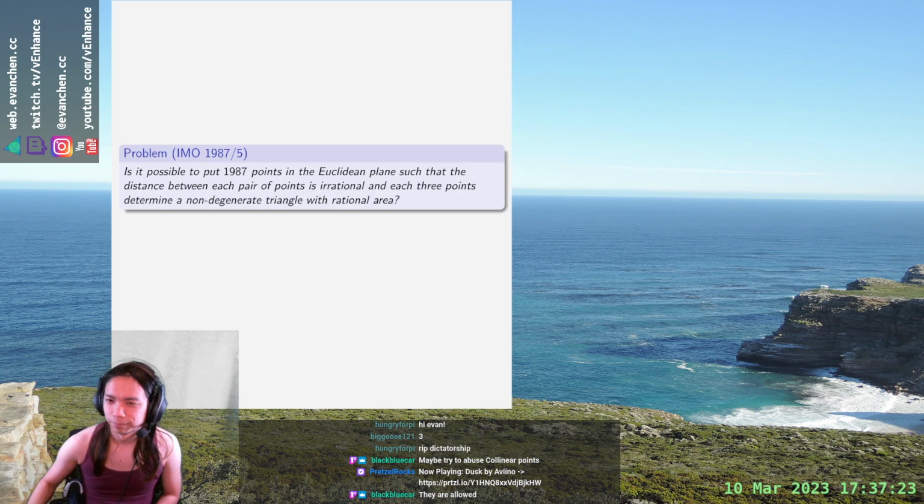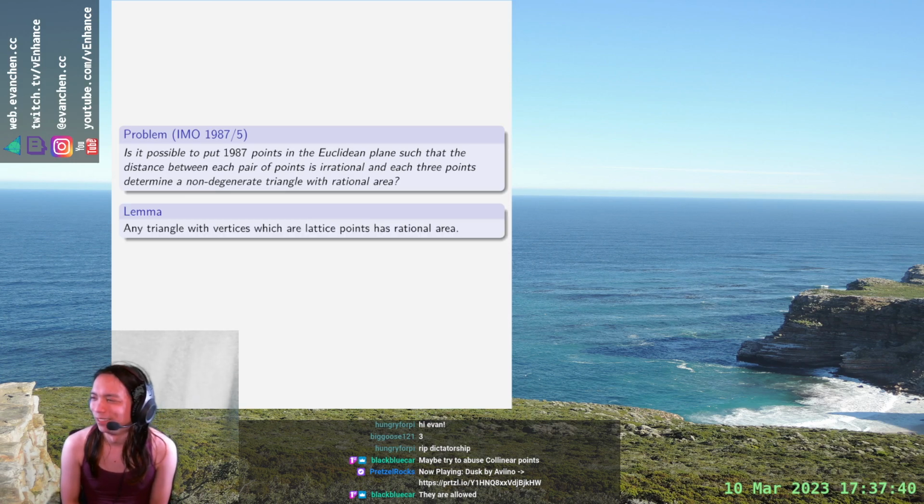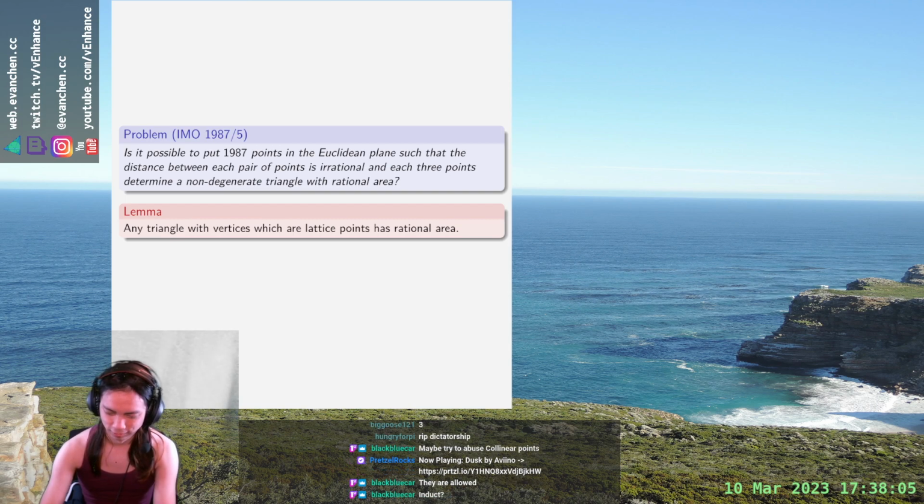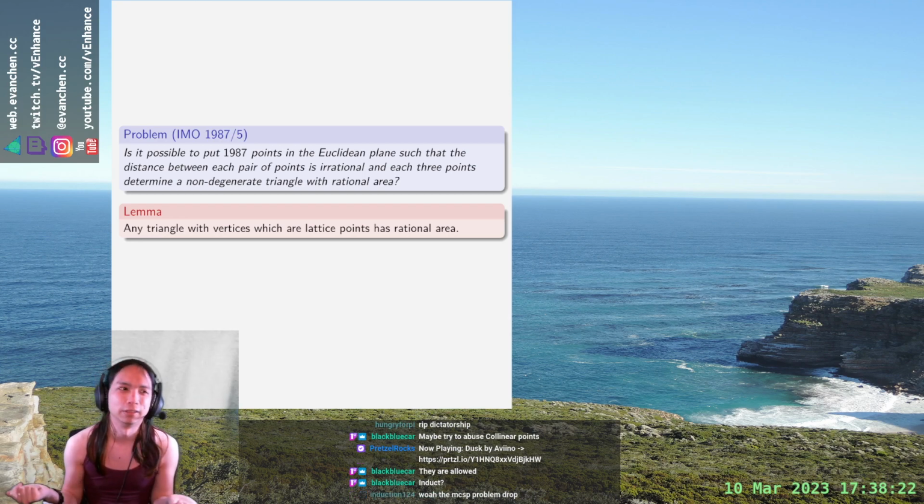No, it is shoelace. So, lemma: any triangle with vertices which are lattice points has rational area. I was going to say guaranteeing rational area seemed really annoying, and up until this is true. So as long as I can put the points on the lattice, rational area is easy to guarantee. Not even lattice points, if the points have rational x, y coordinates, that's good enough. Doesn't matter because we can scale.